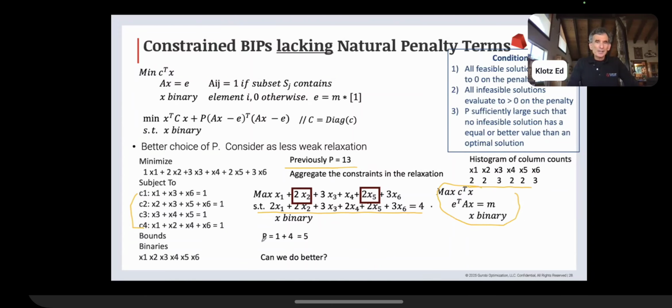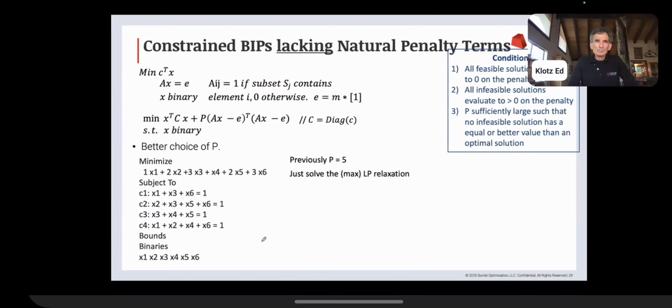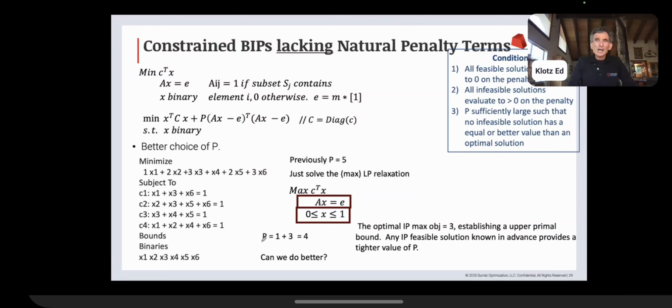And can we do better? Maybe. What other relaxations are there? Well, let's just solve the LP relaxation for this maximization problem. Turns out that has an objective of 3, so we've got our penalty term down to 4. Can we do better? Probably not on this model, but in general, we may be able to.